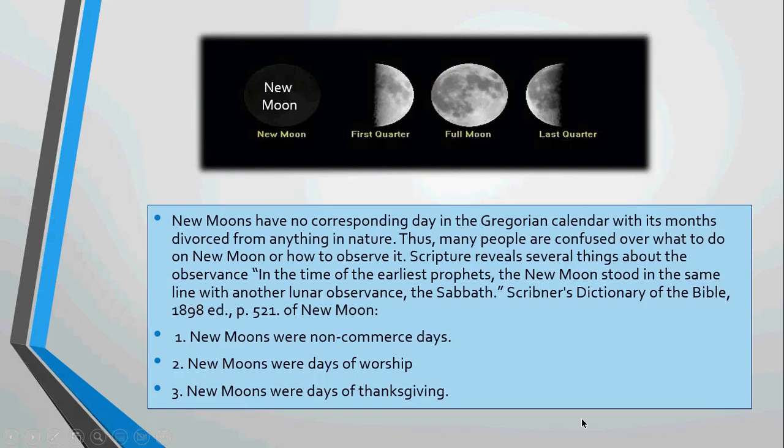Okay. So new moons have no corresponding day in the Gregorian calendar, with its months divorced from anything in nature. Thus, many people are confused over what to do on new moon or how to observe it. Scripture reveals several things about the observance. In the time of the earliest prophets, the new moon stood in the same line with another lunar observance, the Sabbath. And that quote is from the Scribner's Dictionary of the Bible.